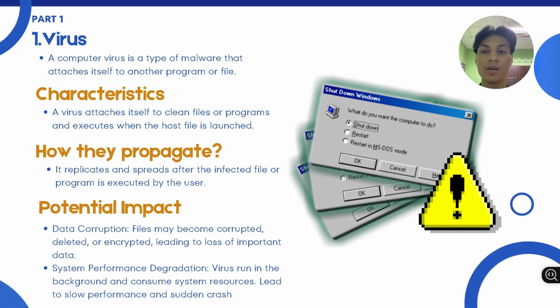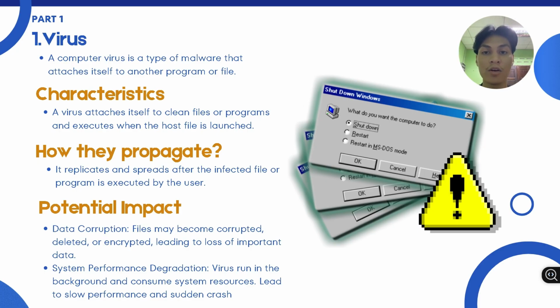Okay, so the first type of malware is a virus. A computer virus is a malicious program that attaches itself to a legitimate file or application. It remains inactive until the infected file is opened or executed by the user. When this happens, the virus becomes active and begins to replicate itself by infecting other files on the same system.